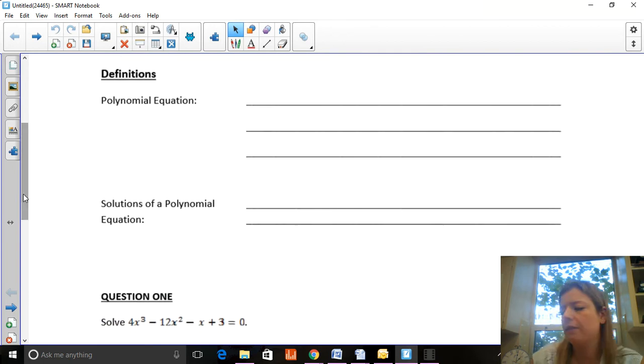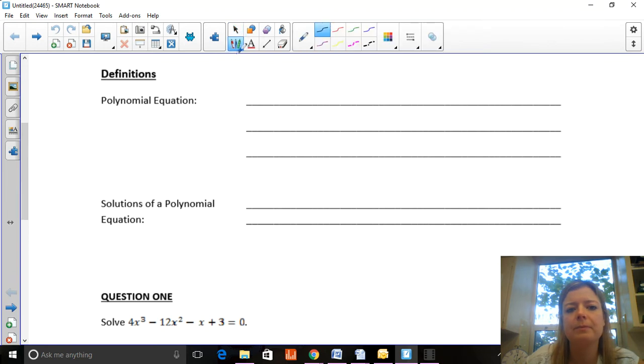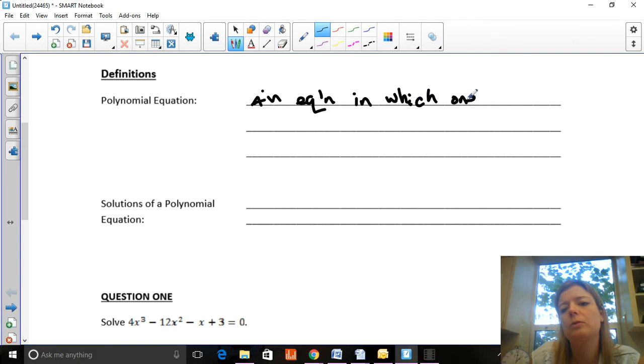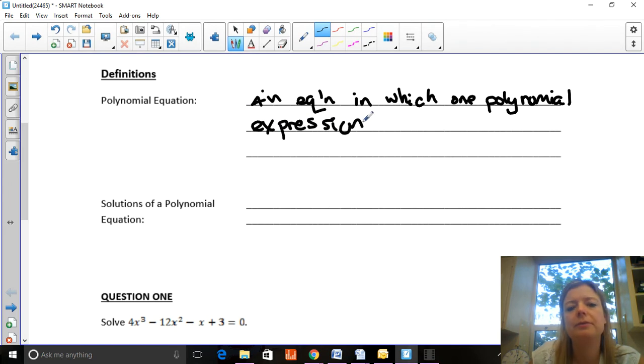So first of all, our first definition here, a polynomial equation. So that is just an equation in which one polynomial expression is set equal to another. Okay, so basically it's a polynomial equals a polynomial.